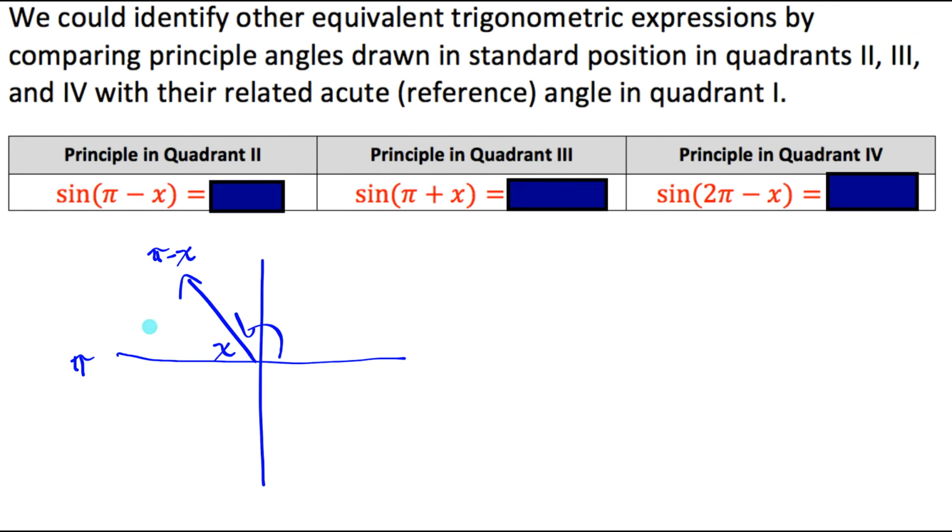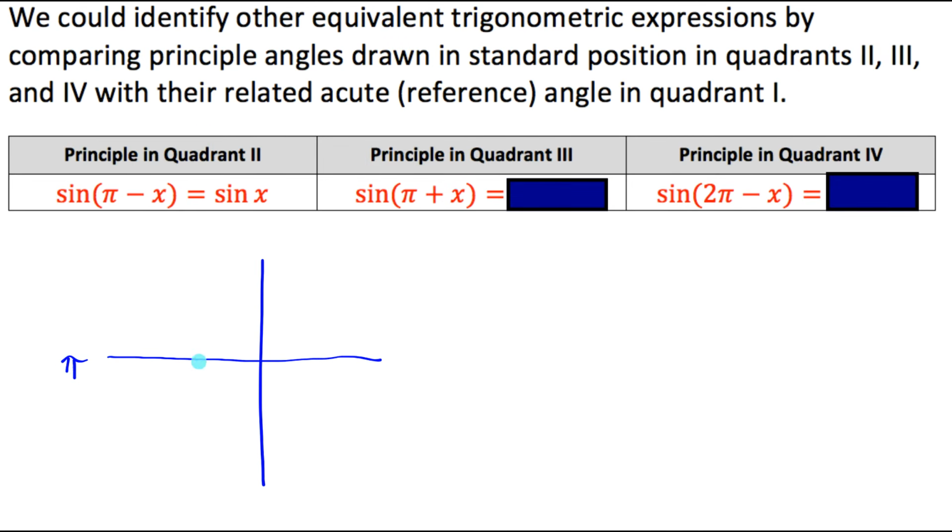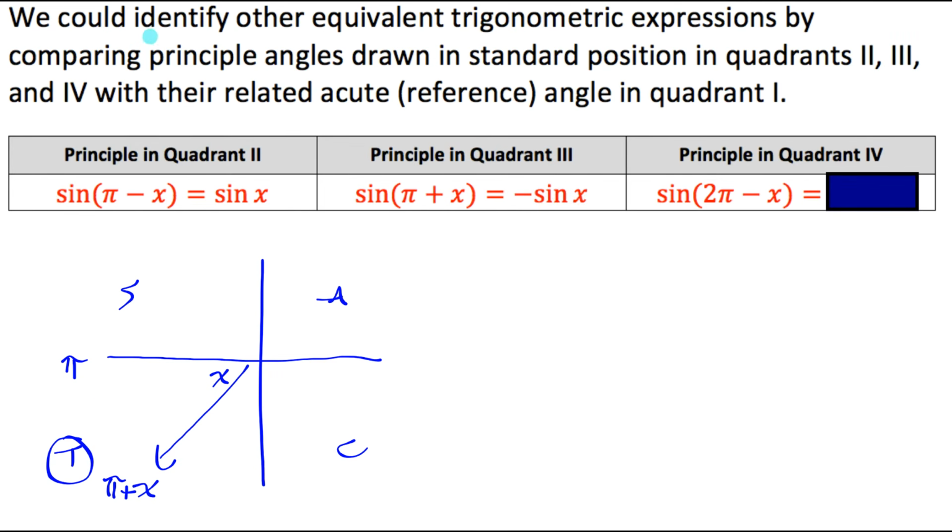If I wanted to calculate sine of the principal angle pi minus x, based on CAST rule, I know it's going to be equivalent to sine of the reference angle. So I could say sine of pi minus x is equal to sine x. But what if angle x, the reference angle, brings us into quadrant 3? If it brings us into quadrant 3, that means I am here, the reference angle is x, the principal angle is the angle pi plus x. Based on CAST rule, I know I could get the ratio for the principal angle, sine of pi plus x, by doing negative sine of the reference angle, because I know in quadrant 3 only tan is positive. So I could say sine of pi plus x equals negative sine of x.